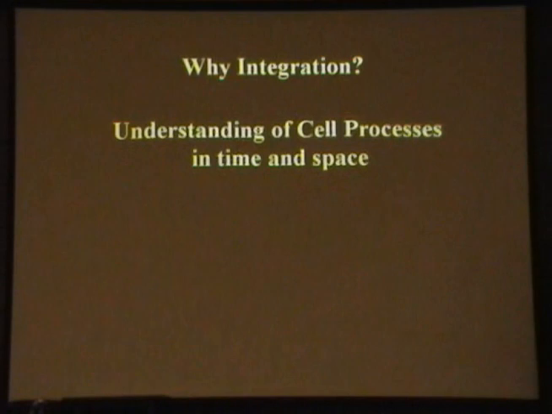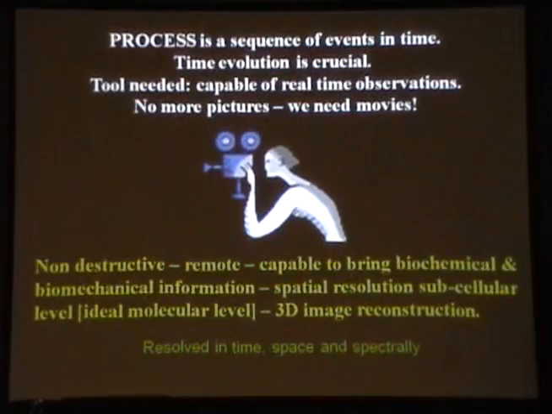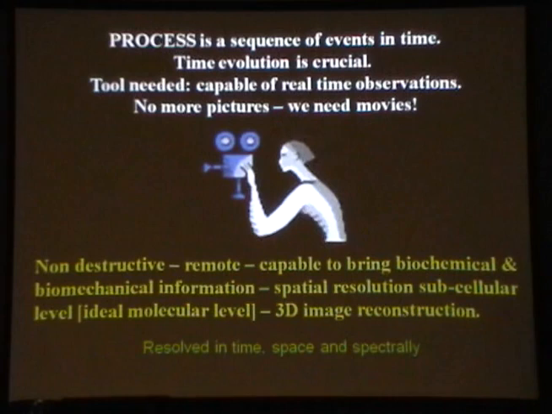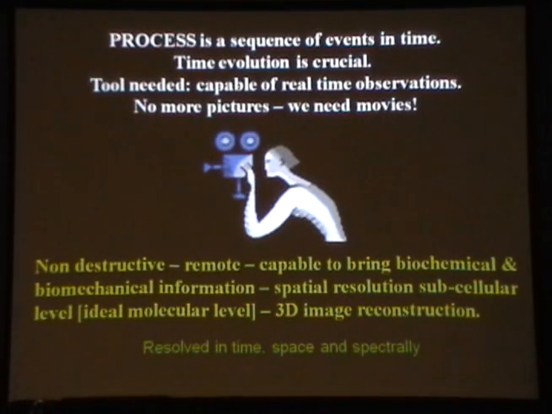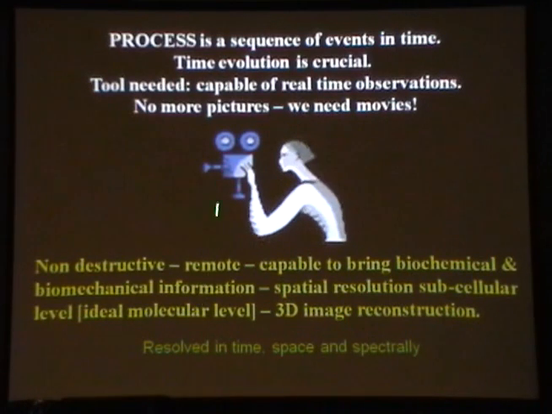So the question is, why do you want to do the integration? Our answer is, we want to understand the cell process in time and space. So time is important as well. You don't want to lose any information during the cell process, otherwise you have to start everything again. And a process is a sequence of events in time. And so the time evolution is crucial to understand the process.